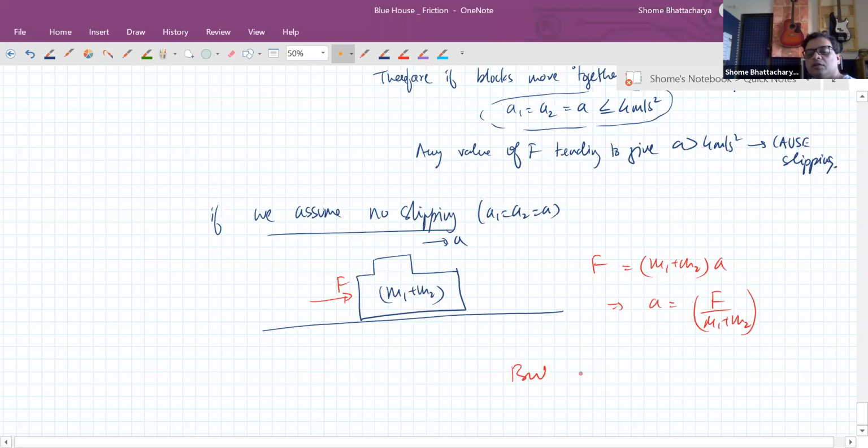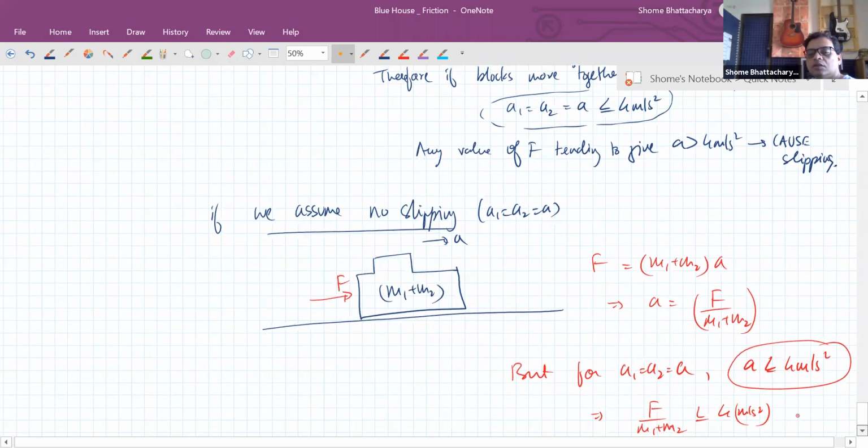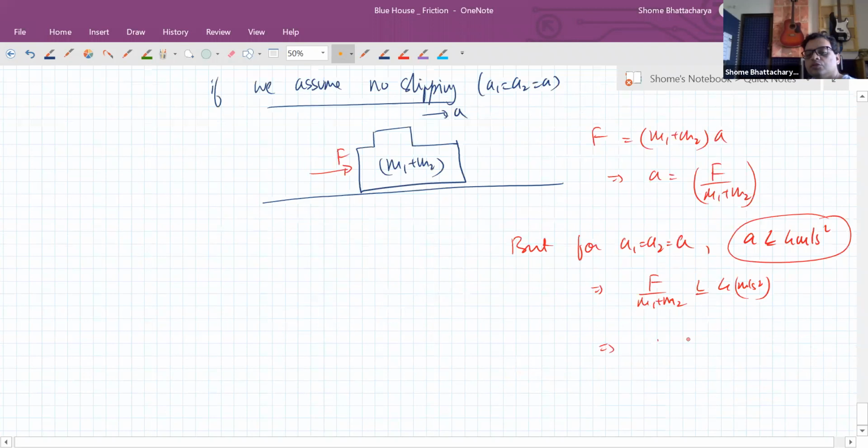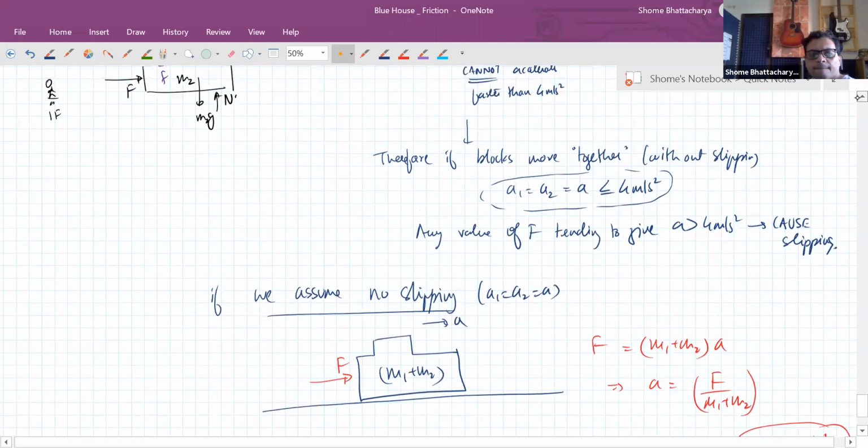But recall that for A1 to be equal to A2 equal to A, this A should be less than or equal to 4 meters per second square. That means F upon (M1 plus M2) should be less than or equal to 4. So that means our force should be less than or equal to, how much was this now? This was 20 now. It was 20, was it? Yeah, 15 and 5.